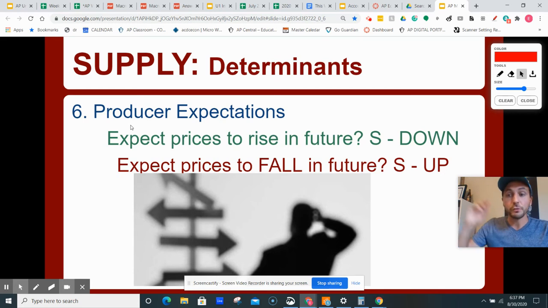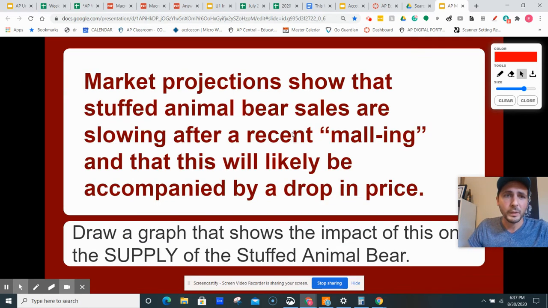If I expect prices to fall in the future, right? In the future, I expect that means demand's going to go down. I expect there to be less profitability in the future. Well, I'm going to supply more today because I want to sell it for that high price that we currently have, relatively speaking. Okay? That might be a memorization piece for you, but just think like a producer. If the price is going to be higher in the future, I don't want to sell it today. I want to sell it in the future. So I'm going to supply less today. If the price is going to fall in the future, I want to sell more today, so I'm going to supply more right now. Okay, let's try this one out.